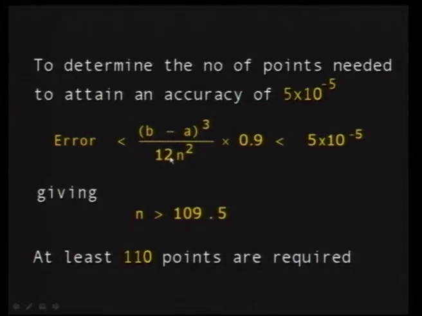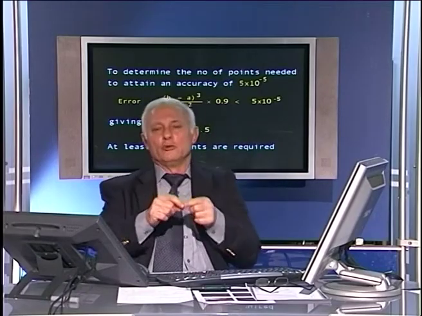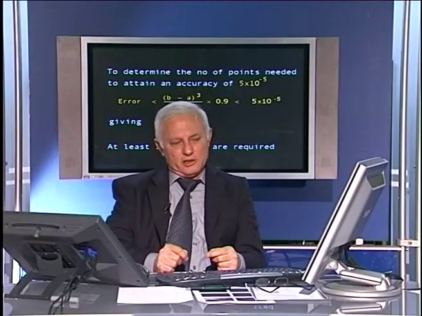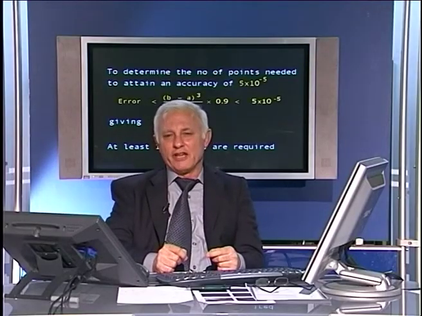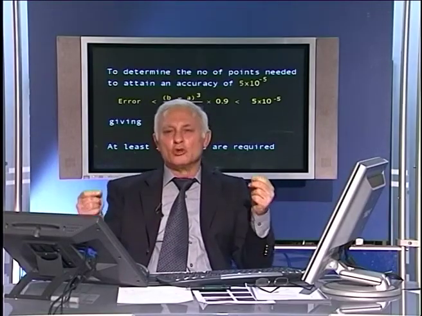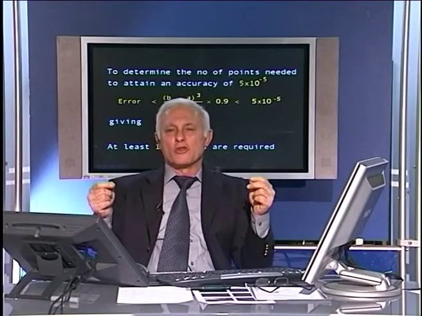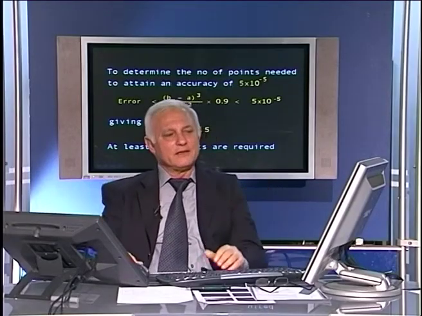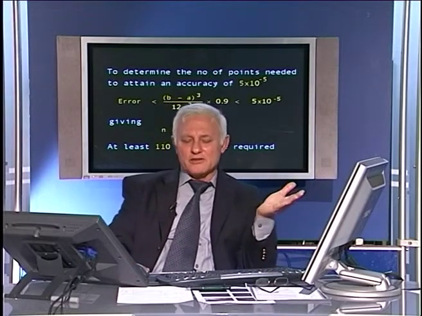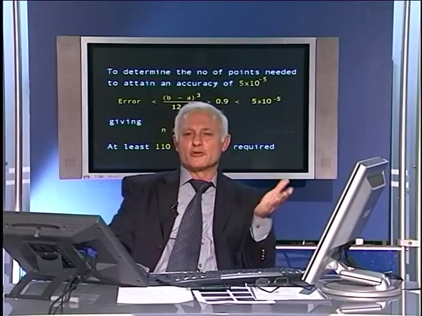In other words, you have to subdivide. It tells you that in order to reach an accuracy of less than 10 to the minus 5 in your result using the trapezoidal rule, you should not take less than 110 points, in which case the error in your result would not exceed 5 times 10 to the minus 5.